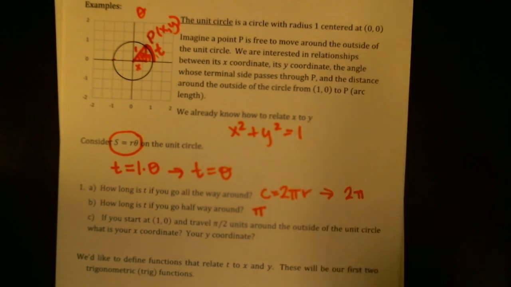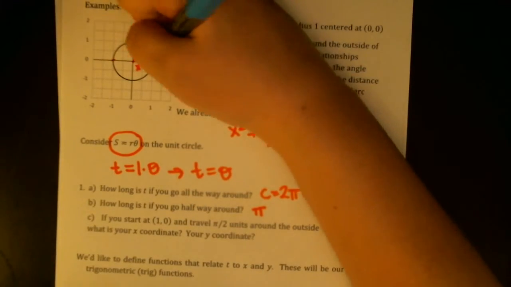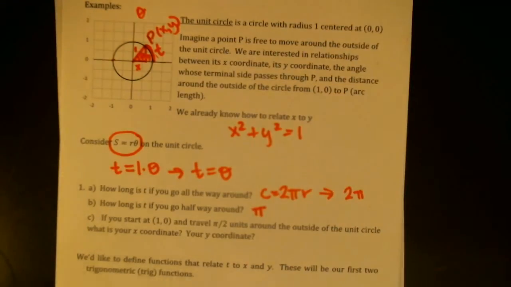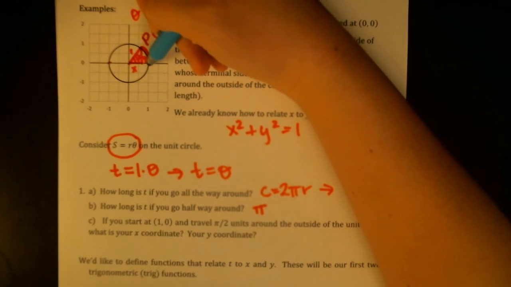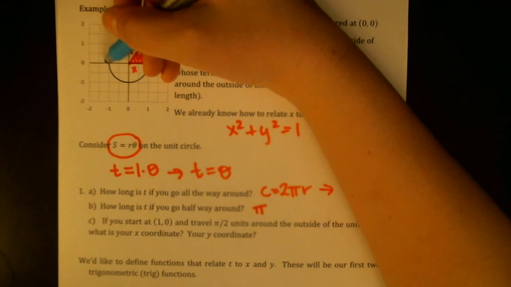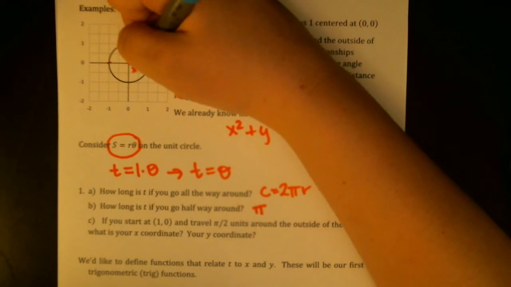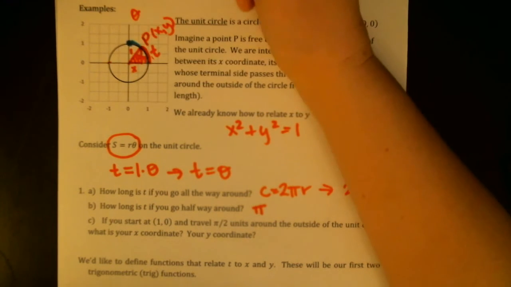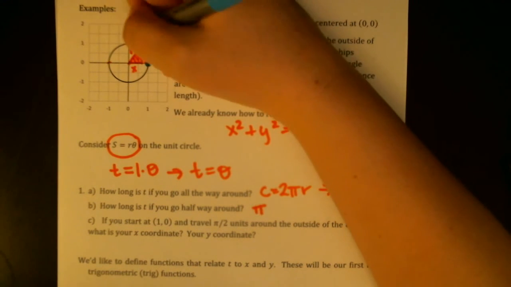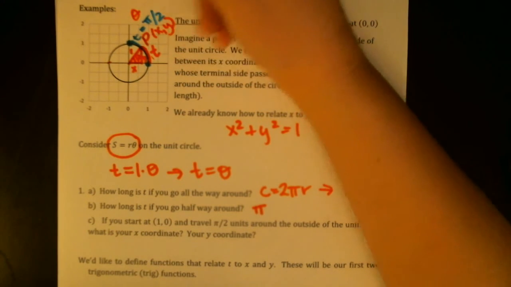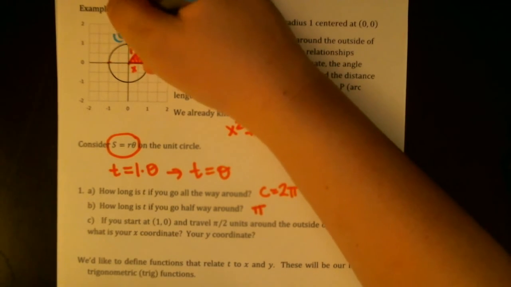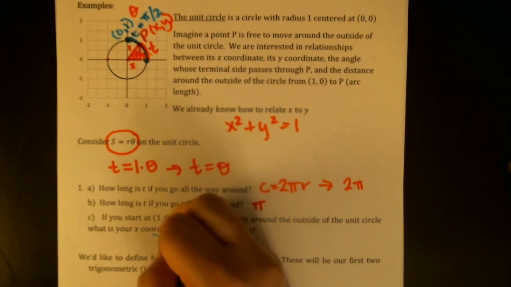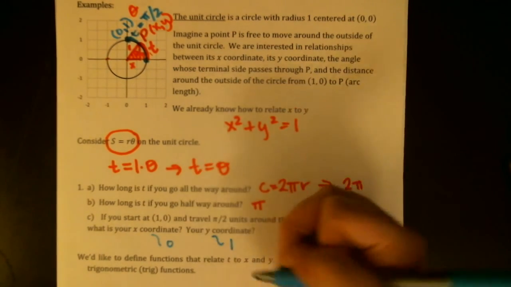So, for example, if we want to look at starting at (1, 0), so this is our usual standard position, and heading pi over 2 units around the outside of the circle, and then seeing if we can establish what our x and our y coordinates are. So we know that just like with radians, pi is halfway around the circle, so pi over 2 will be a quarter of the way around. So that puts us right here. So this is a t value of pi over 2, and this point happens to be particularly nice. I can say exactly what my x and my y are. So my x coordinate is 0 and my y coordinate is 1.